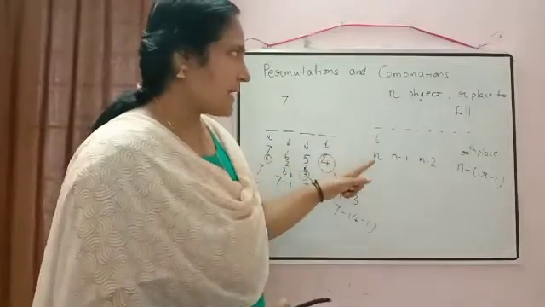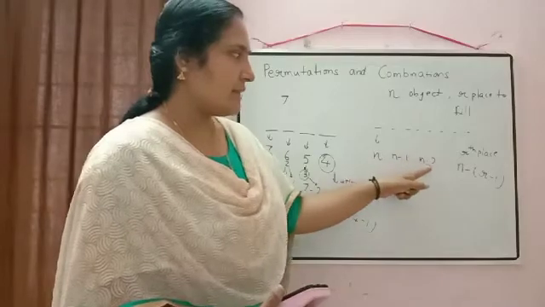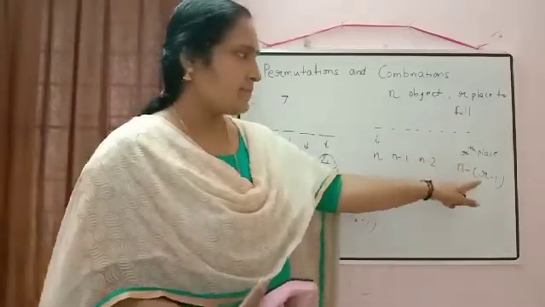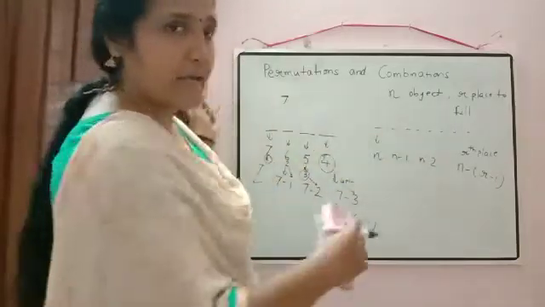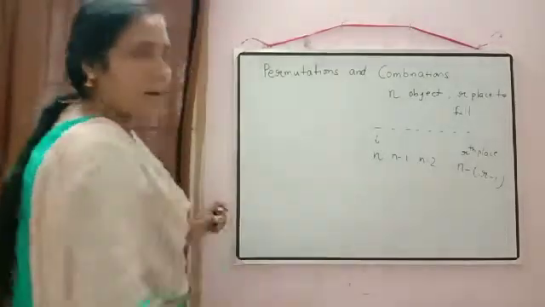In the same way here, n objects are there and places are there to fill. So the first place can be filled in n ways, the second place in n minus 1 ways, third in this way, and the rth place can be filled in n minus r plus 1 ways. So this one I just explained to you. Now we are going to check how we will derive the formula for permutation.